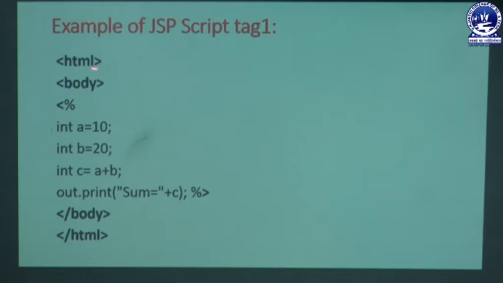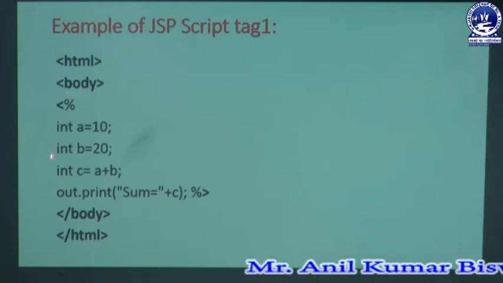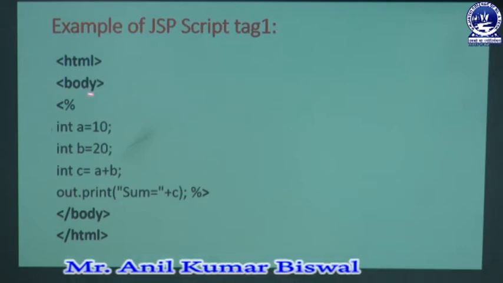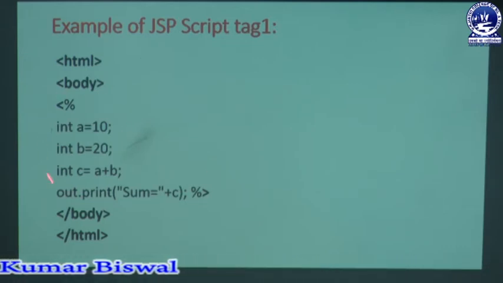First of all, we write the HTML, then the body tag, and that body tag gives a section where we can write our relevant code, and that code must be executed and its result must be displayed in our web browser. In that body section, we can write the opening of the scriptlet tag; angle bracket percent sign is the signature of that scriptlet tag. Then in that tag we can declare a variable named a.